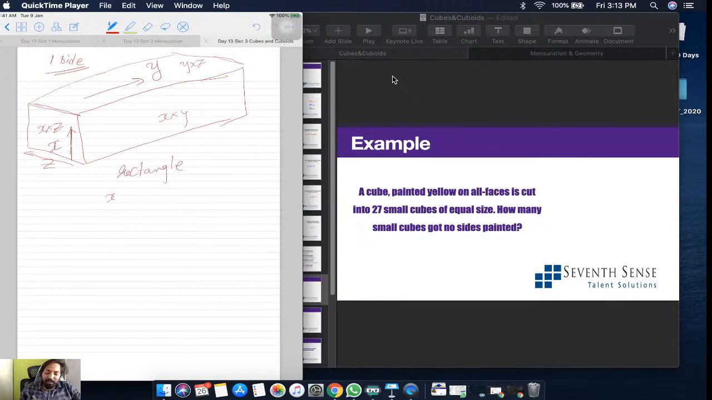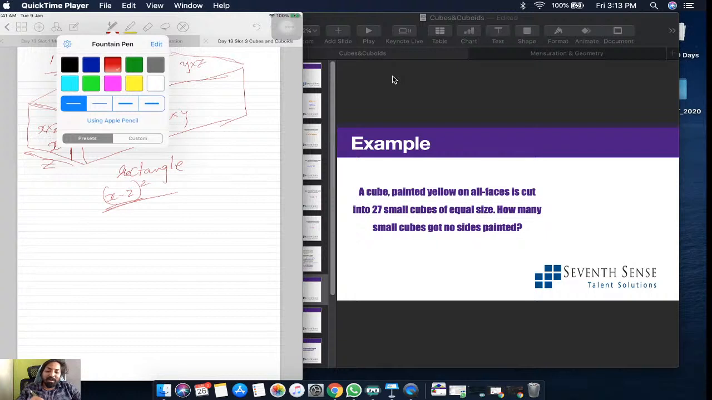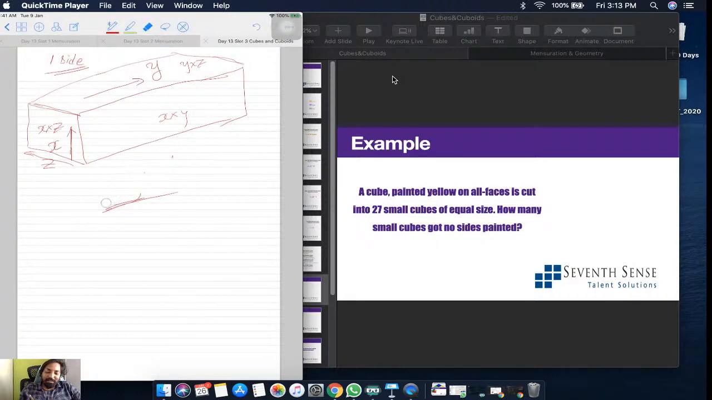And your x minus 2 whole square gives you a square. Where is a square? I don't see a square anywhere. I only see rectangles. The front rectangle is x into y, the top rectangle is y into z, and this is x into z.